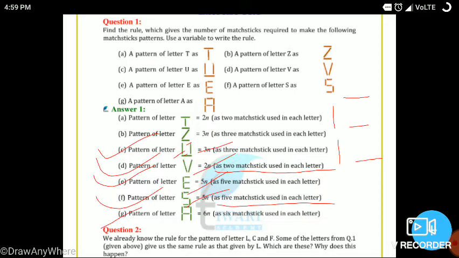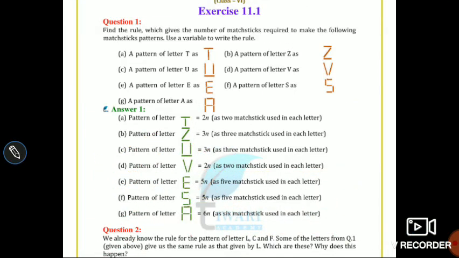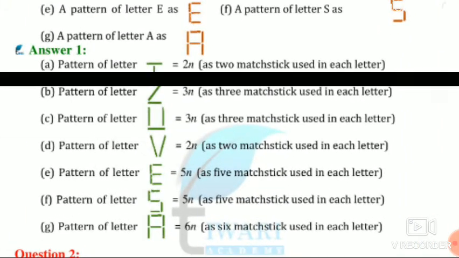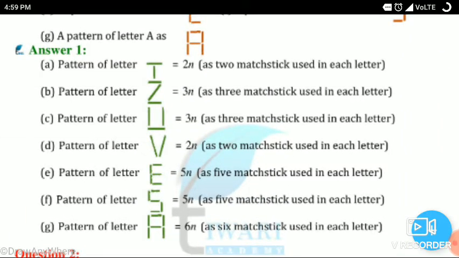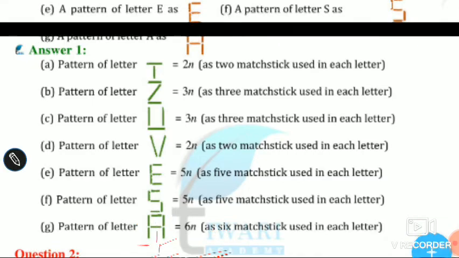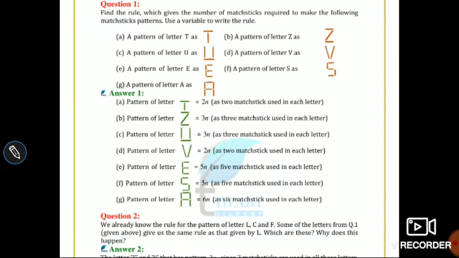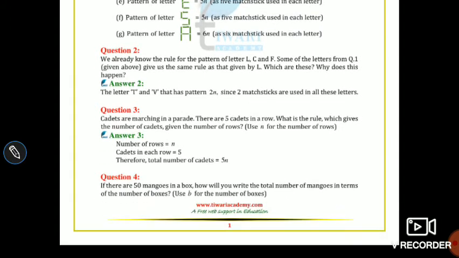Next, pattern of letter A. So here you can see how many matchsticks are used? 1, 2, 3, 4, 5 and 6, right? So 6n is its rule. Clear students? Understood? Now see question number 2.